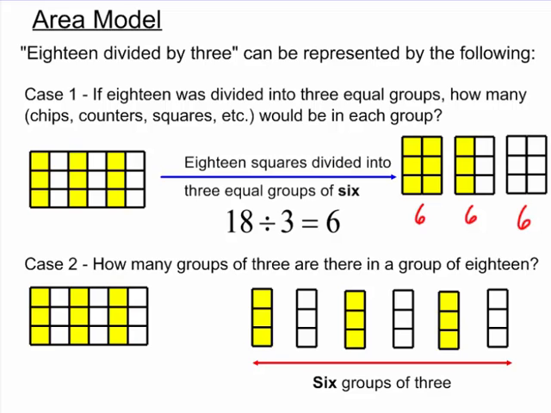If I look at it from a case two perspective, how many groups of 3 are there in a group of 18? So if I take my 18 again and I break them down into little groups of 3, I can see that I have 6 groups of 3. So both case one and case two end up with the same answer, that 18 divided by 3 is 6.